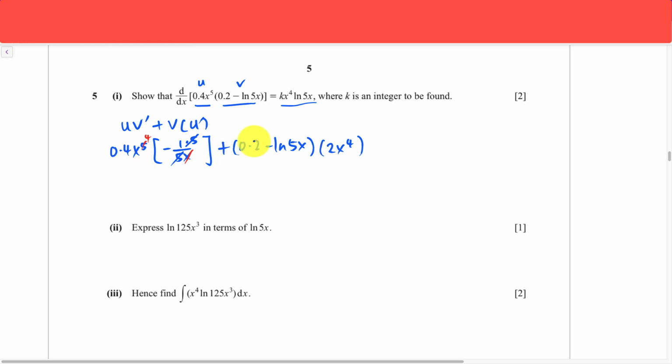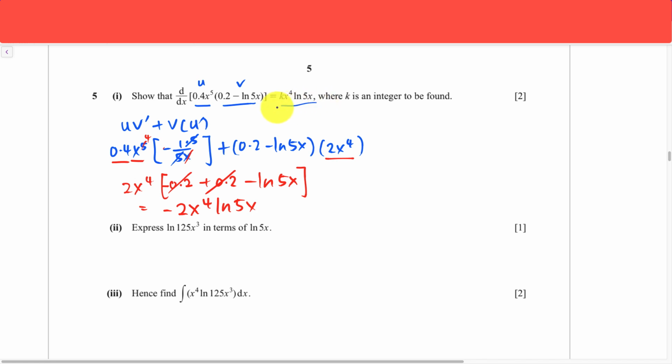Since I want to factorize out the integer, I will factorize out the 2x power of 4 because I see the x power of 4 here. 0.4 can be divided by 2, so I will factorize out 2x power of 4 here. The 0.4 after dividing by 2 gives 0.2. Because here there is a negative, you have the negative sign here. Then I will plus 0.2 minus ln 5x. So 0.2 and minus 0.2 are gone. The negative I will give to the front, so I get negative 2 x power of 4 ln 5x, exactly like what they want.